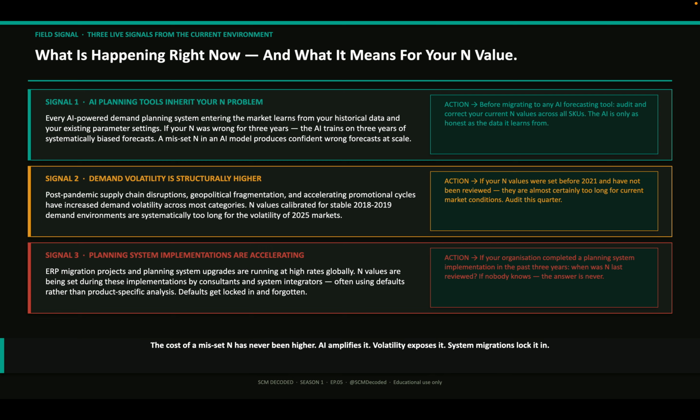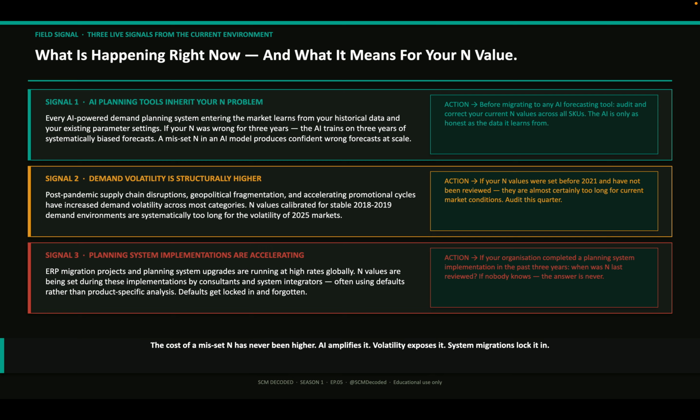Supply chain disruptions, geopolitical fragmentation, and accelerating promotional activities have permanently elevated demand variability across most product categories. Keep that in mind. N values calibrated for the stable 2018 and 2019 demand environment are almost certainly too long for the volatility of 2026 markets. If N was set before 2021 and has not been reviewed, it is working against you. So work on changing it.